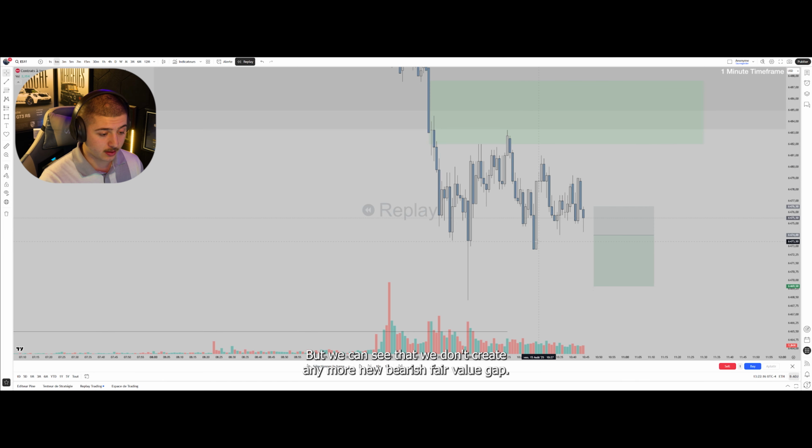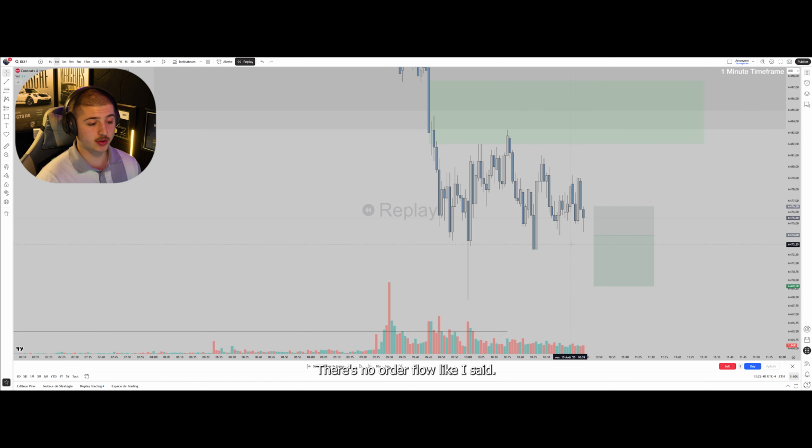just keep delivering. But we can see that we don't create any more new bearish fair value gap, so that means that there's no bearish order flow. It means that it's not strong. There's no order flow, like I said. So I don't want to get involved. I want to see multiple fair value gaps before I take my entry. So what happens, like I said, no more bearish fair value gaps.